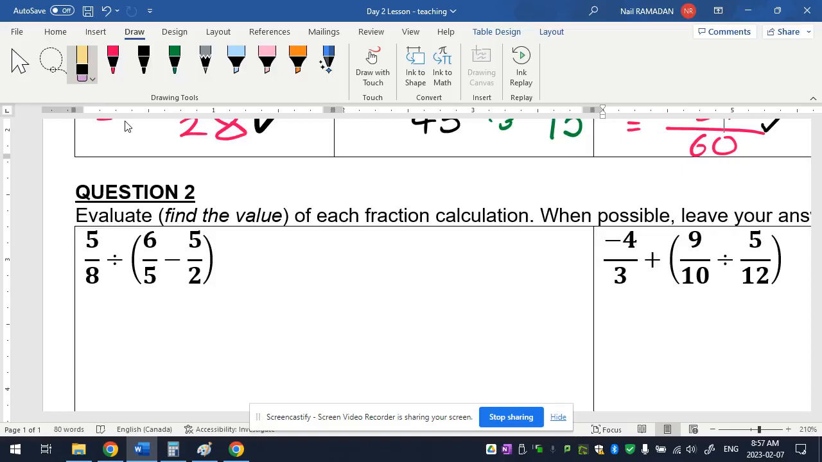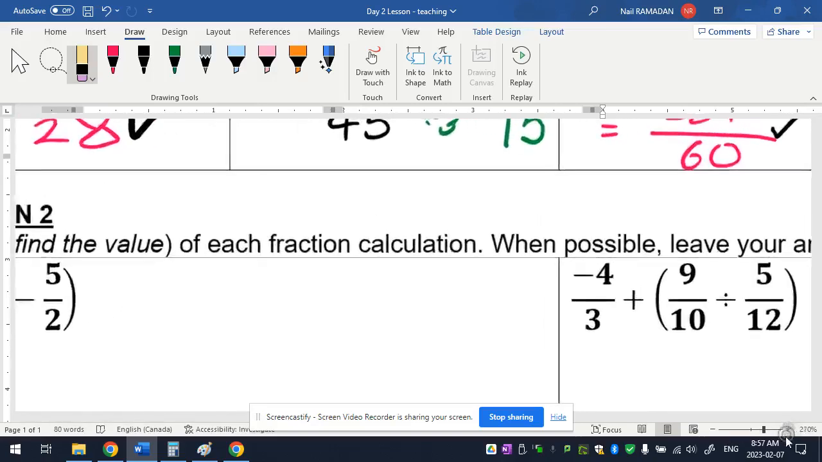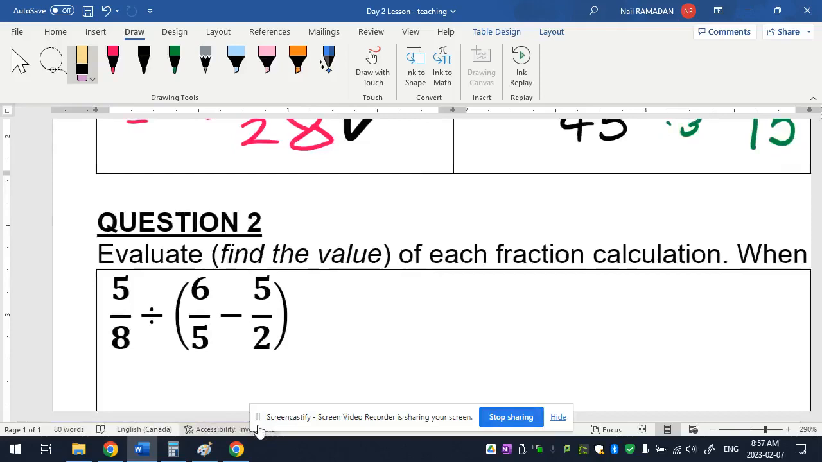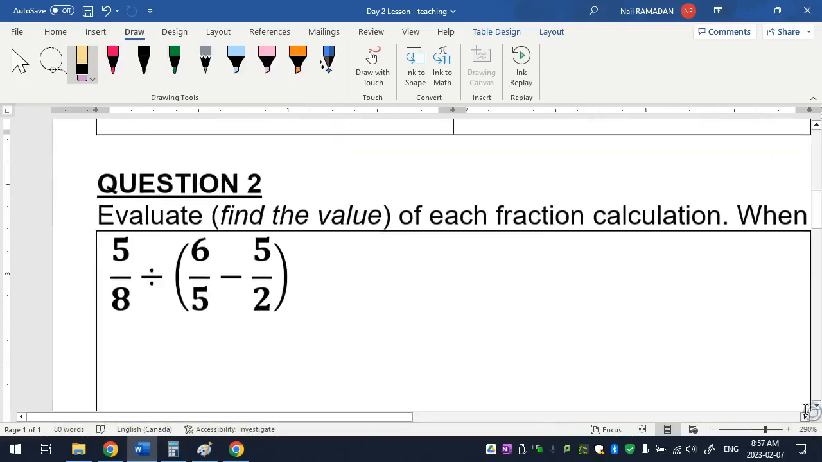What do you need to do to subtract fractions? What do you have to make? Common what? Common denominator. What's the common denominator between 5 and 2? 5 times 2 is 10. Go ahead. So I'm not going to touch the 5/8. I can't yet. I have to do this now.